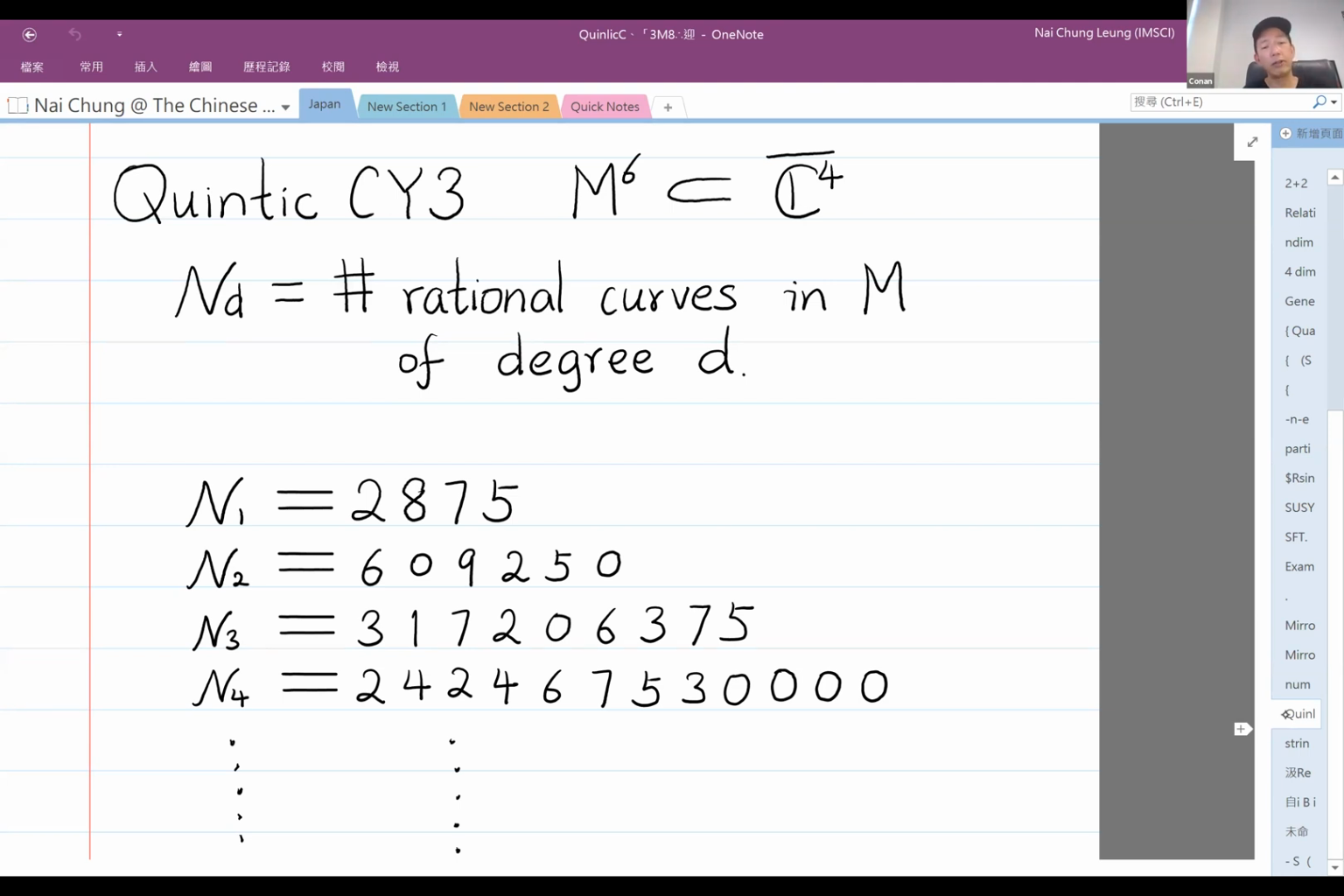Now the next one is already very difficult to compute, and at the beginning, here's a quick story about mirror symmetry. At the beginning of mirror symmetry, they had a prediction of all these numbers. Why? What are the predictions? Why do you have such a prediction?